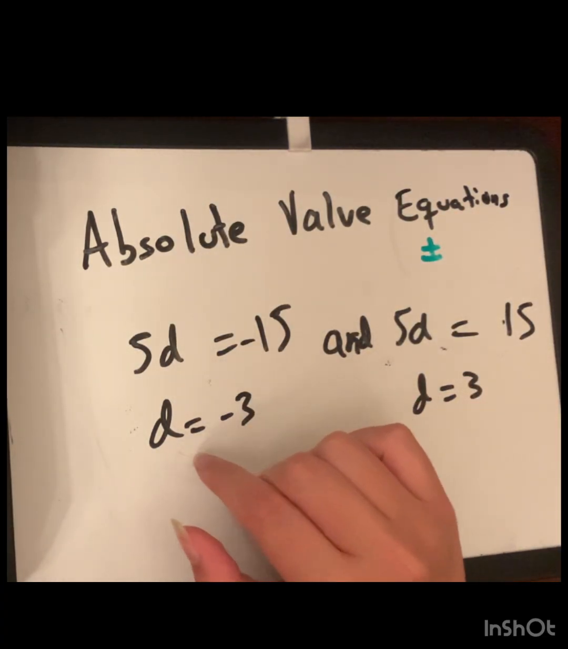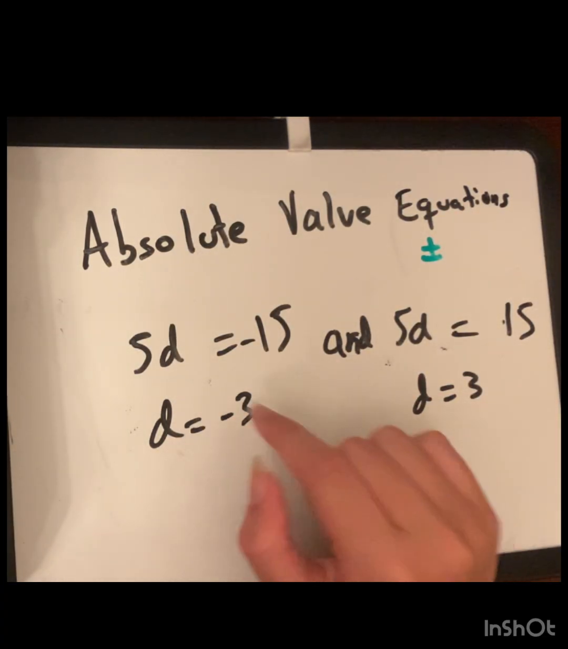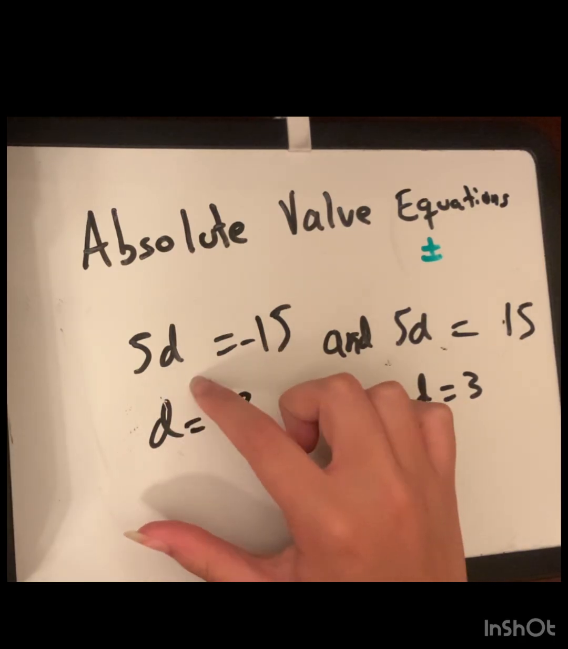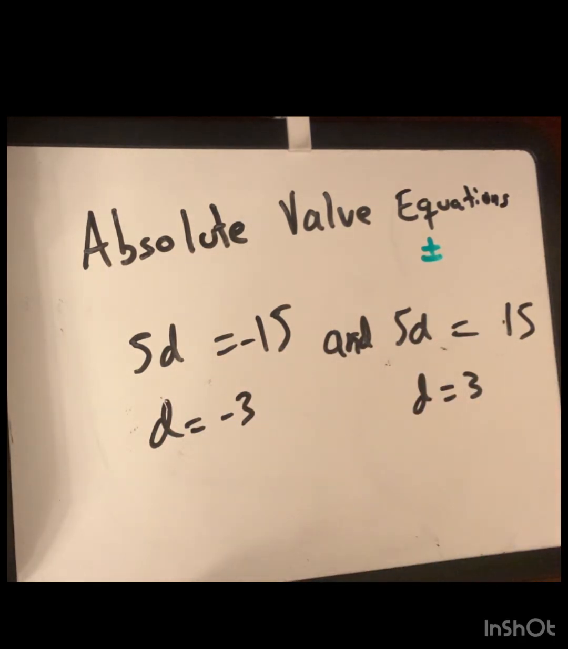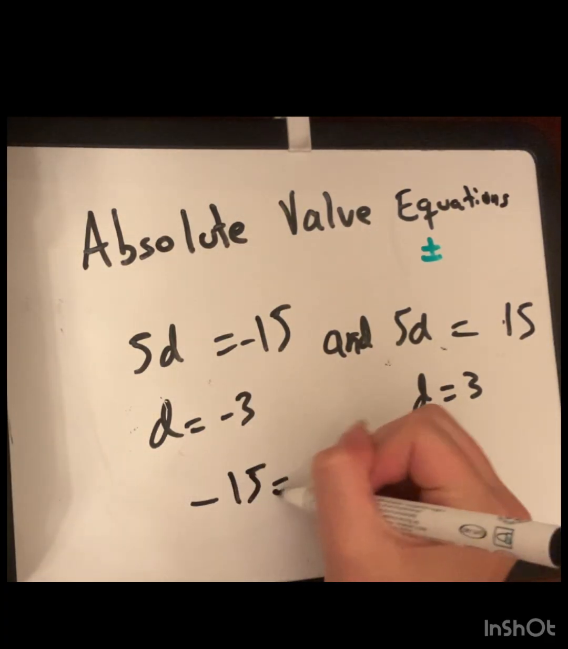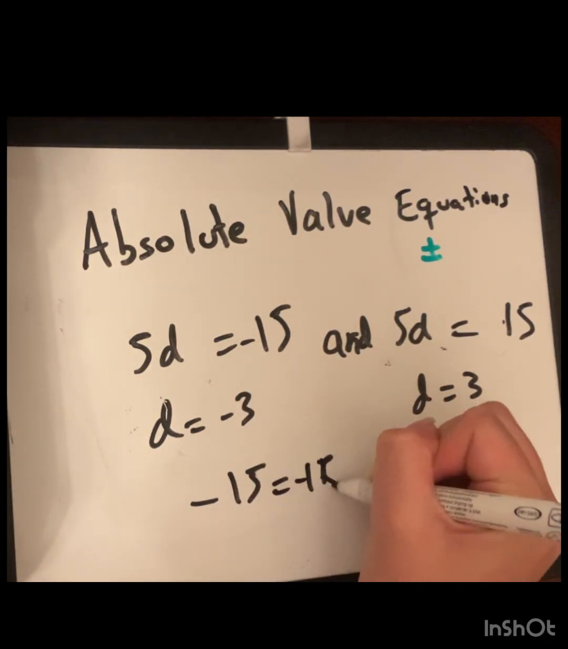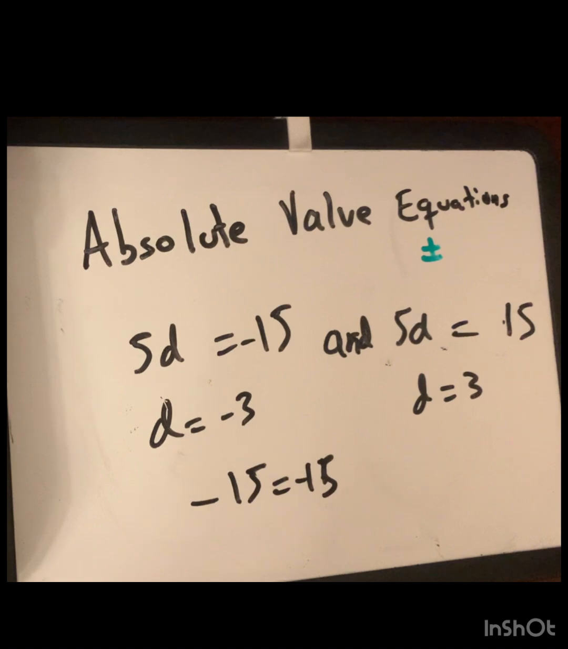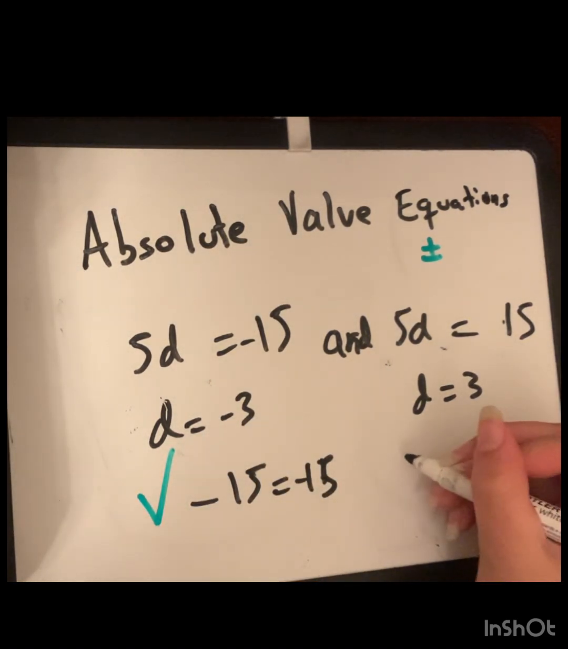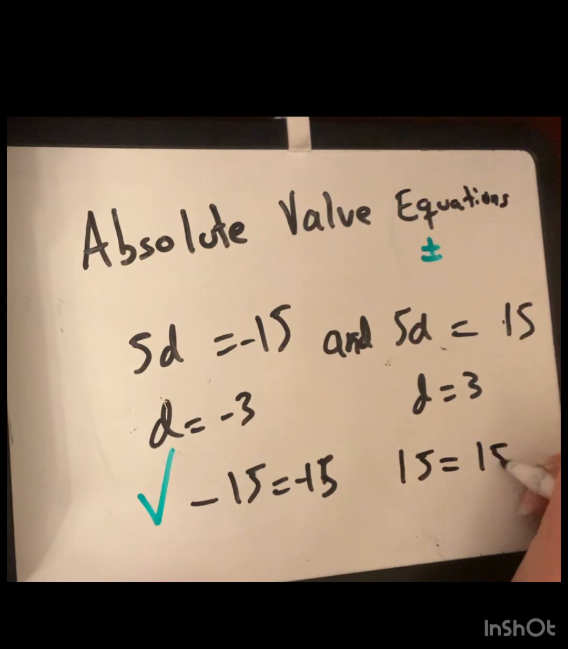And then you substitute d, and then it'd be 5 times -3 equals -15. And both of these are correct because -15 does equal -15. No one can argue with that, which means this is correct. And if both of the solutions give you the right thing, like 15 equals 15, if they both make sense, then you have them both right.